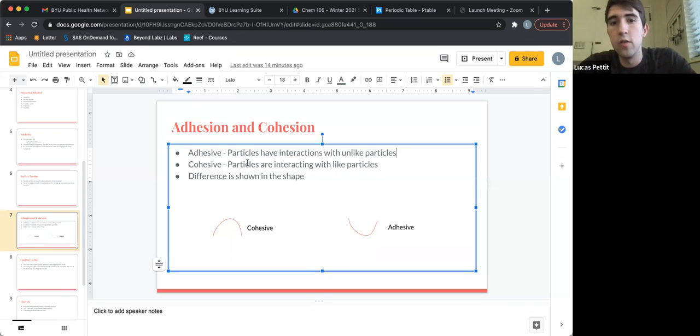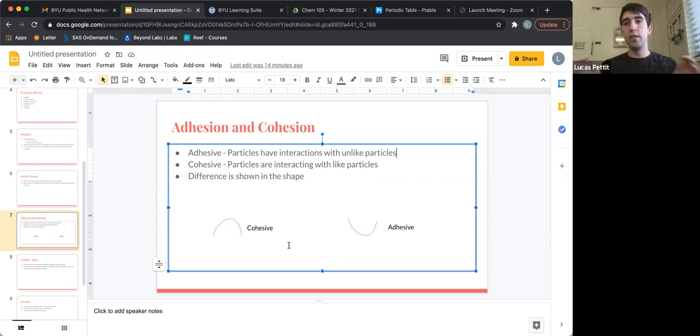Cohesion, on the other hand, is when particles interact with like particles. So an example of that is mercury in that same glass tube, which would do the opposite. Instead of sticking to the sides of the glass, since it's going to be nonpolar, it'll create an upside down bowl. And it does that because the water was getting pulled up the sides because it was attracted to the glass.